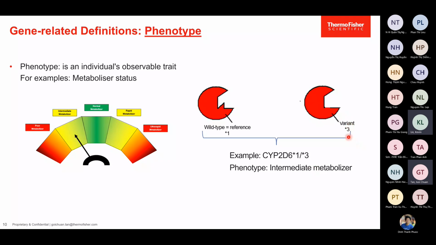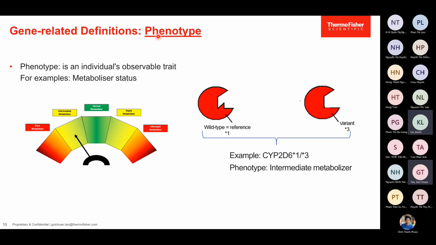So in this case, if *3 leads to a no-function protein, this person has *3, no function, and *1, normal function. The combination makes this person an intermediate metabolizer, meaning an intermediate response to certain medications compared to normal people who have, for example, *1/*1. Both copies produce the proteins in the wild type, functional format.